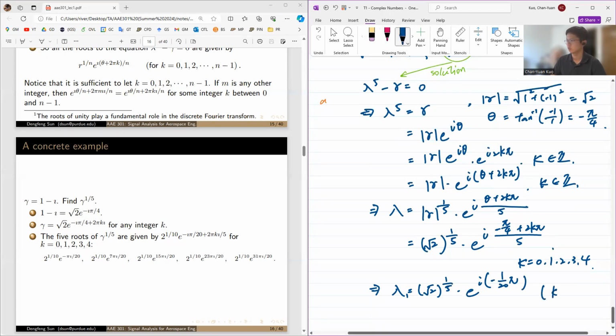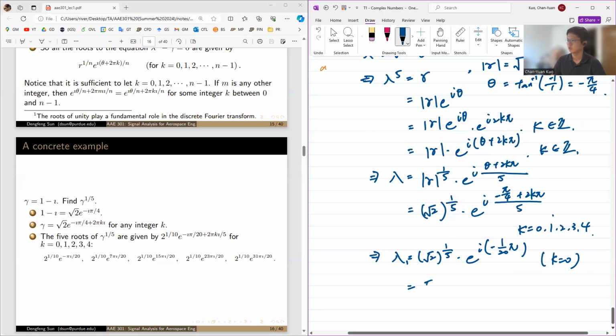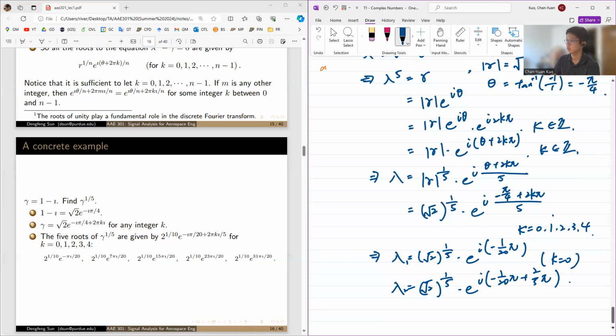This is when k equals 0, and then we have the square root of 2. The second root is the square root of 2 to the power of 1 over 5 times e to the i times negative 1 over 20 pi plus 2 over 5 pi. And this is when k equals 1.